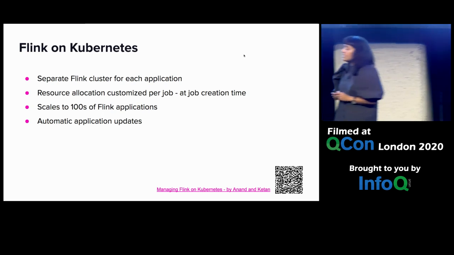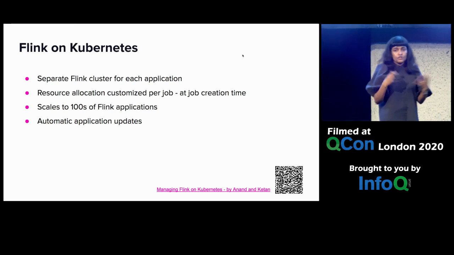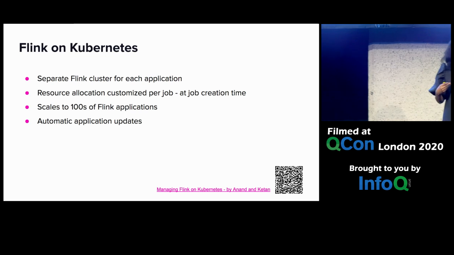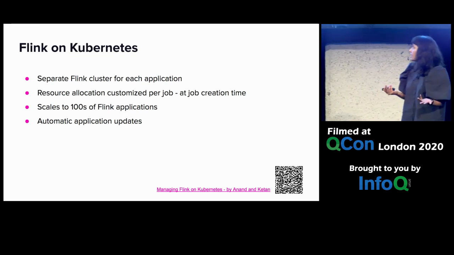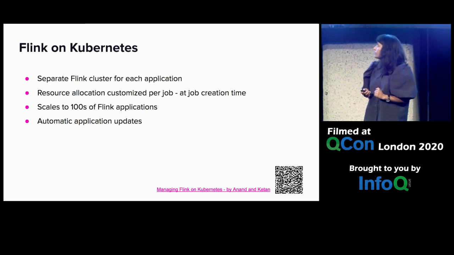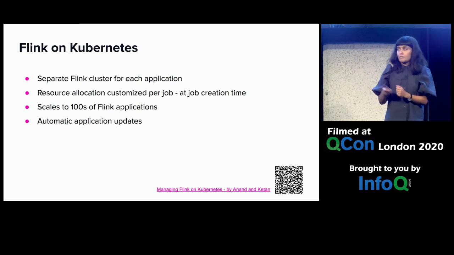With Flink on Kubernetes, as I mentioned, each Flink application runs on a separate cluster. We were able to scale to hundreds of Flink applications, and automatic updates are supported as well. And the best thing is resource calculation and allocation is done on a per job basis.